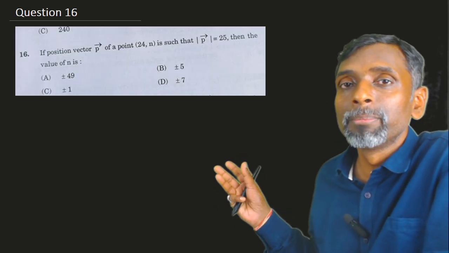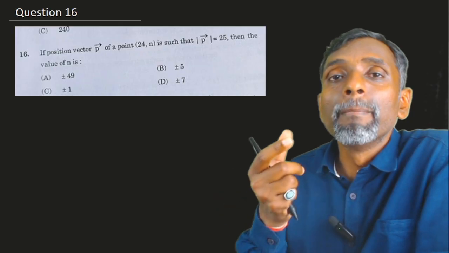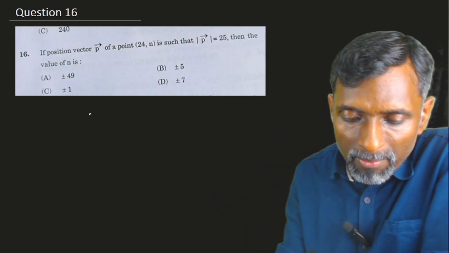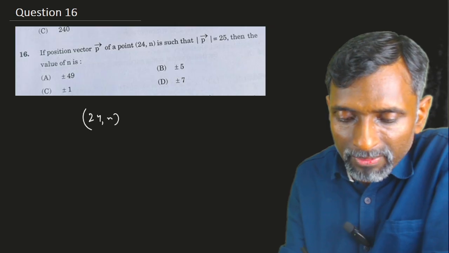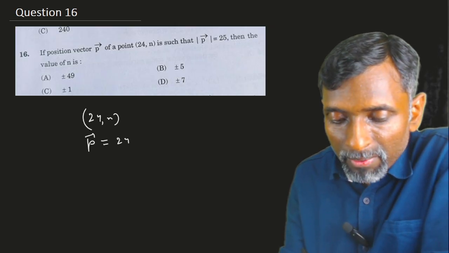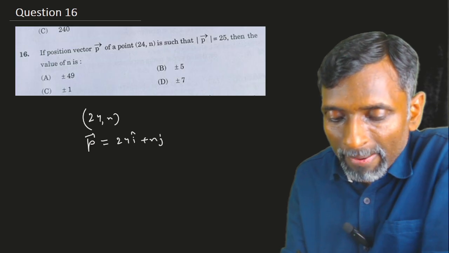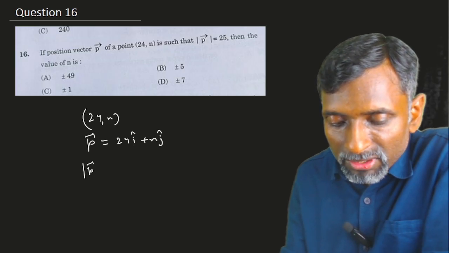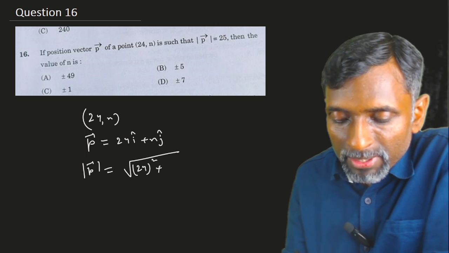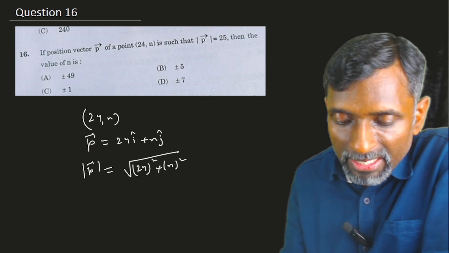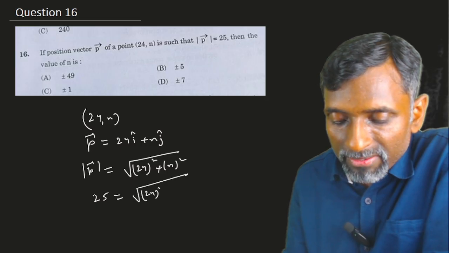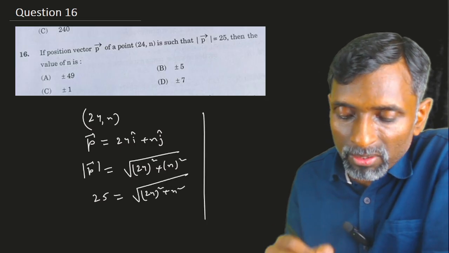Now this question is based on the vector and based on the magnitude. You know how to find the magnitude of a vector. Here we have a point (24, n). If we are representing this as a vector, this p vector can be written as 24 i cap plus n j cap. When we are finding the modulus of this, it can be square root of 24 square plus n square, and this can be written as 25. So we can take the squaring both sides and just try to simplify, you will get the value of n.